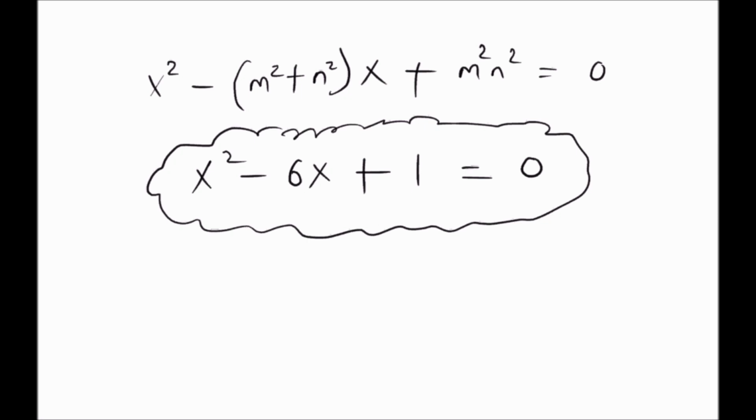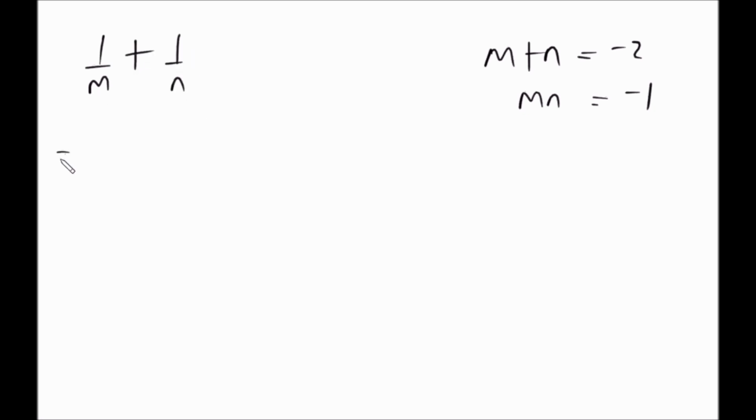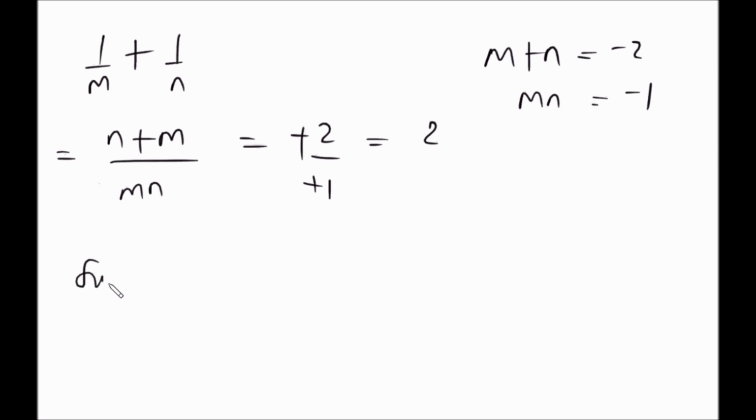What does part B say? Find the equation whose roots are 1 over m and 1 over n. So remember m plus n is negative 2, mn is negative 1. Now the roots are 1 over m and 1 over n. So the sum of roots is 1 over m plus 1 over n. Taking the LCM, up here m plus n is negative 2, and mn is negative 1. So it becomes 2.